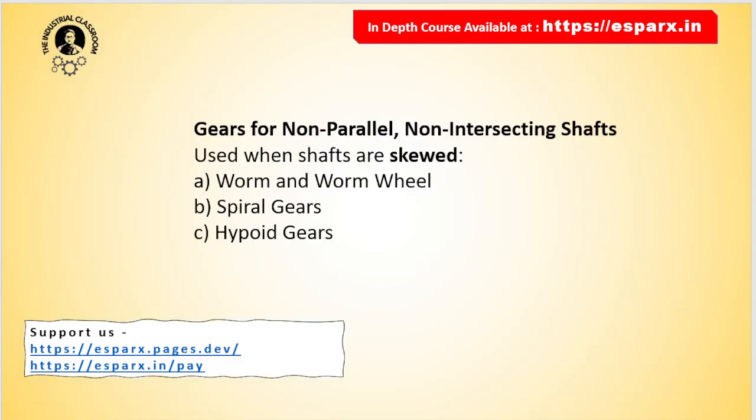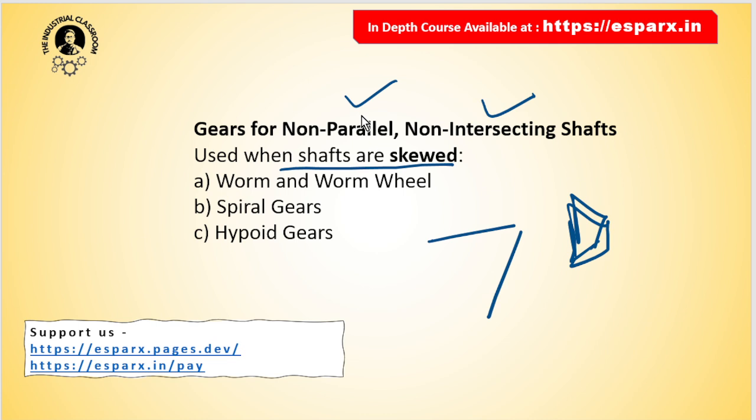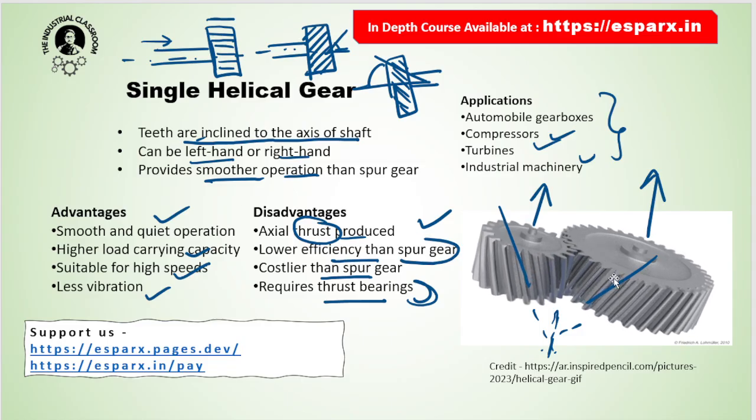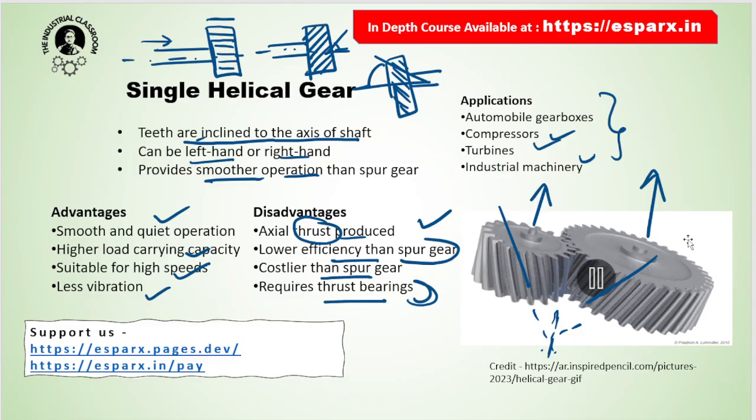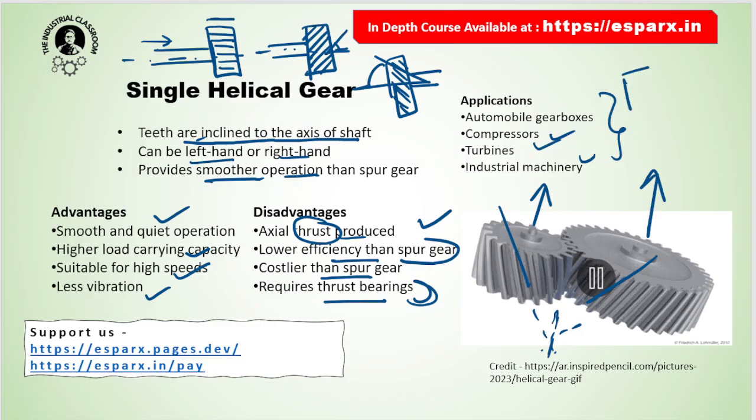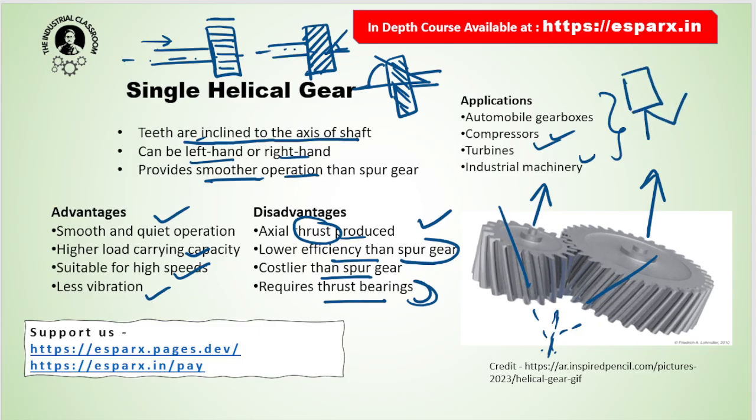Next, the important one is gears for non-parallel and non-intersecting shafts. So when shafts are skewed, they are either at an angle, not 90 degrees, or not parallel. Examples are worm gear, spiral gear, hypoid gear. Spiral gear, as you may see, is similar to this construction, but the only difference is that here the shafts are parallel, but in this type of gear they are not parallel.